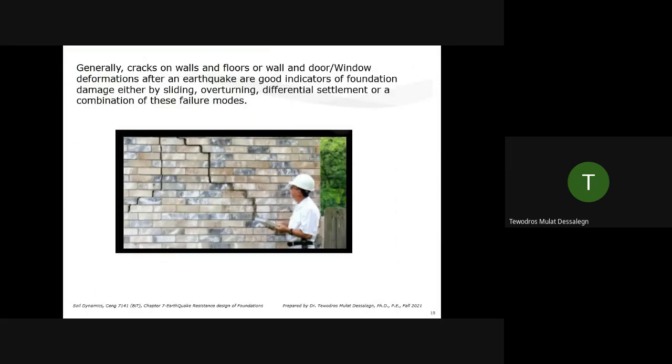Generally, cracks on walls and floors, or deformation of walls, doors and windows after an earthquake, are good indications of foundation damage, either by sliding, overturning, differential settlement, or a combination of these failures. So usually, engineers do a survey after an earthquake.